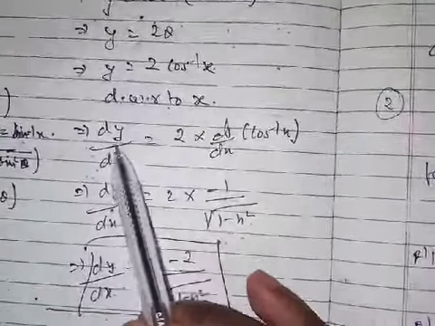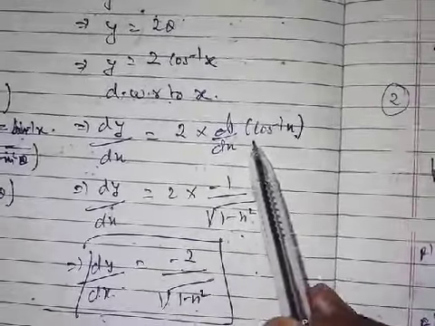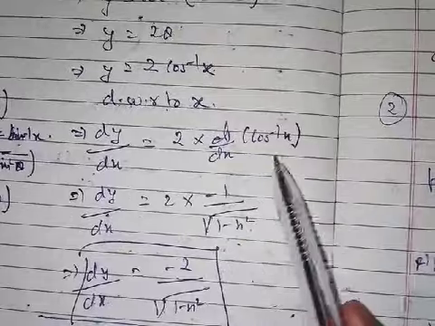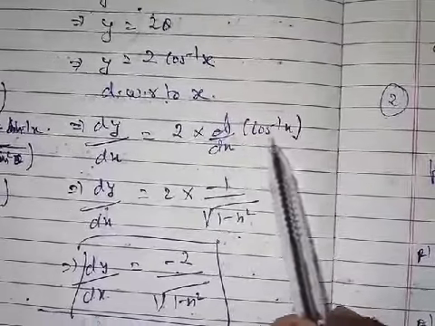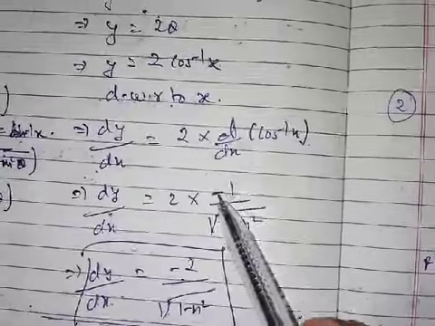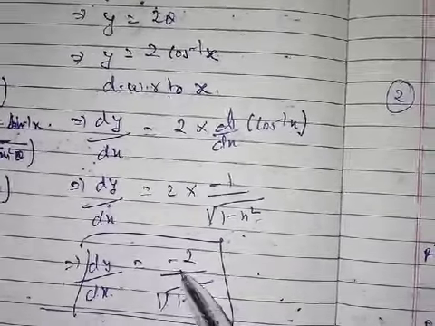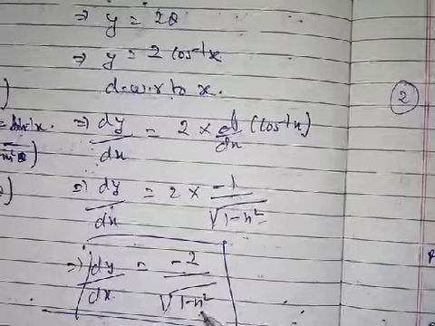Now derivative with respect to x. So 2 is constant. Derivative of cos inverse x is minus. Wherever the cos is there in derivative, always it is minus. So 2 times minus 1 upon root 1 minus x square. So dy by dx is equal to minus 2 upon root 1 minus x square.